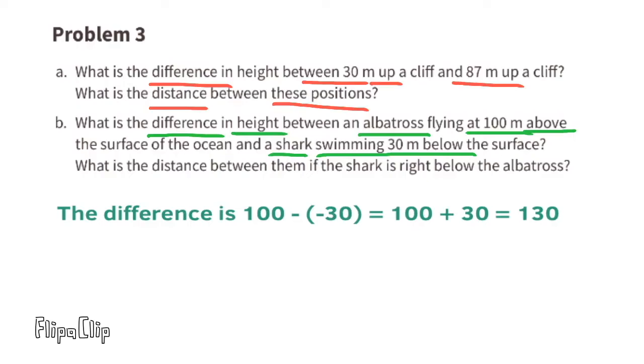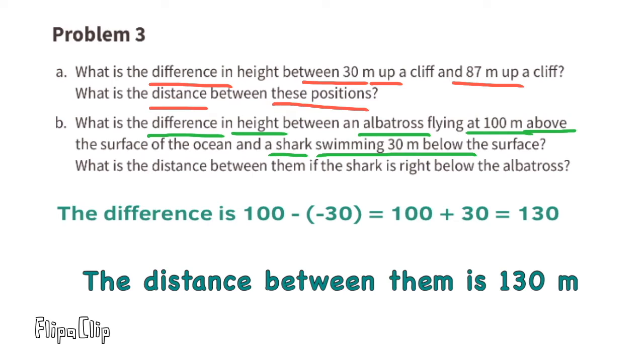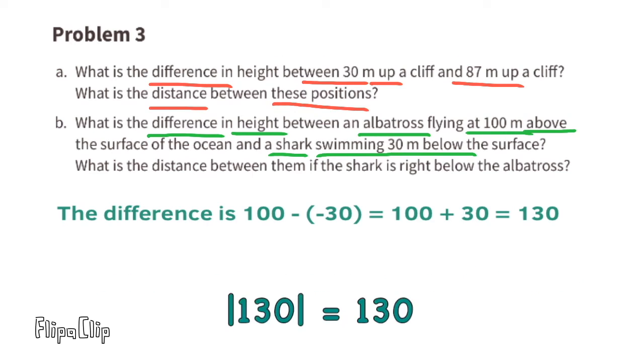The difference in height between the albatross and the shark is 130 meters because 100 minus a negative 30 is the same as 100 and the opposite of negative 30. And the opposite of negative 30 is positive 30. 100 plus 30 equals 130. The distance between them is 130 meters because the absolute value of 130 is 130.